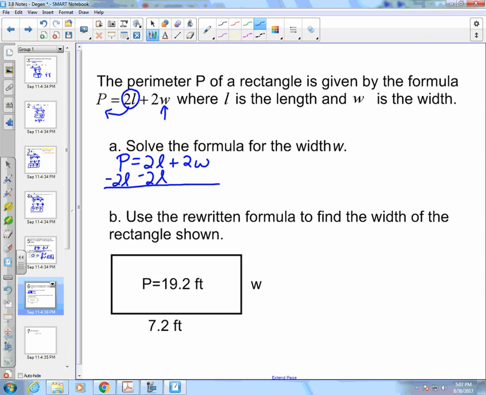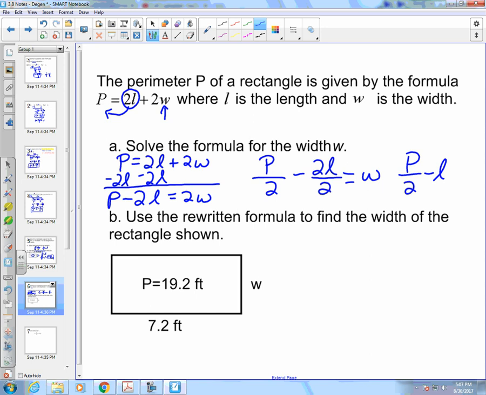When you get done, you have P minus 2L equals 2W. And now we will divide by the 2. So that gives me P divided by 2 minus 2L divided by 2 equals W. Can I simplify that a little bit? You bet. See that 2 over 2 with that L? That becomes P over 2 minus L equals W. You can simplify that quite nicely.